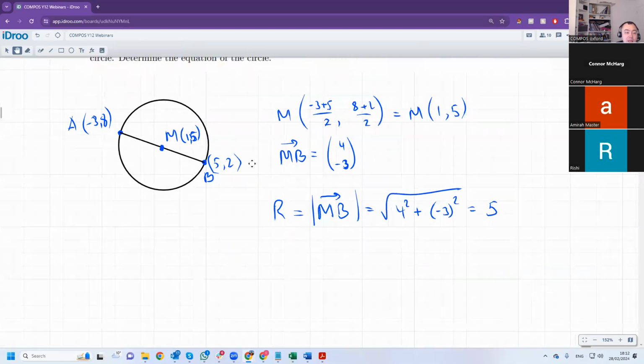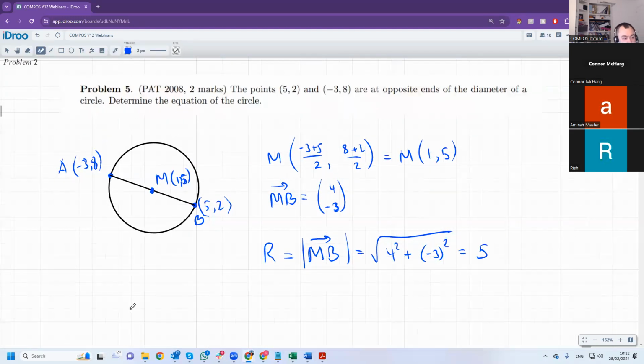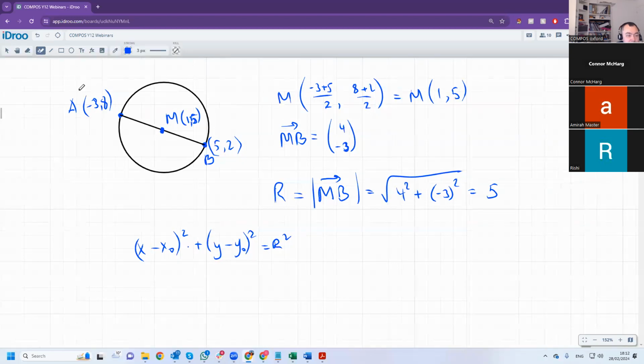So the radius of the circle is 5. And we need the equation of the circle, and we know that the equation of the circle is x minus x0 squared plus y minus y0 squared equals r squared. That means the equation of the circle is x minus 1 squared plus y minus 5 squared equals 25.